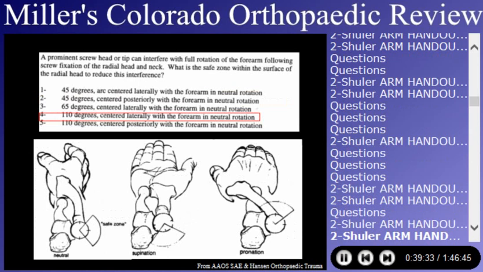A prominent screw head tip can interfere with full rotation of the forearm. What is the safe zone for radial head fracture screw placement? How do you actually position your arm during surgery when you do this? That's all it's asking. If you look at the diagram here, it shows you the safe zone placement. 110 degrees, centered laterally with the forearm in neutral rotation. Neutral rotation.